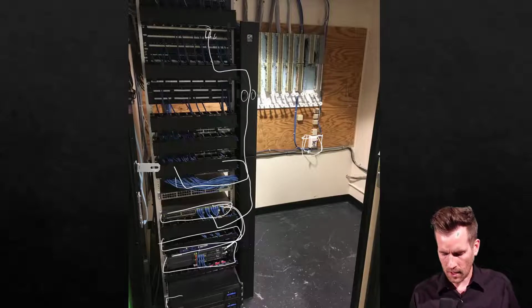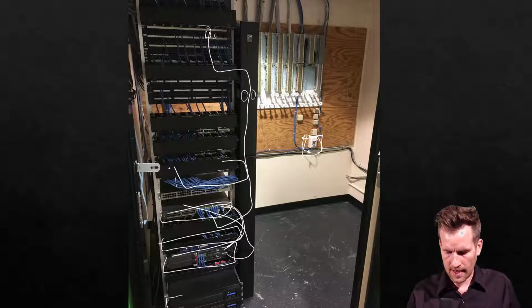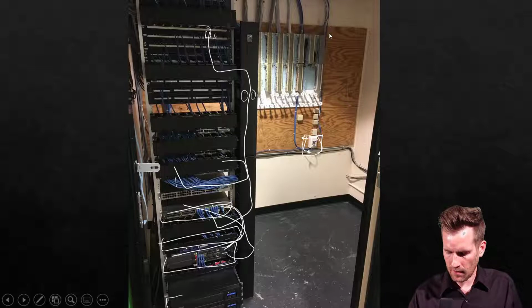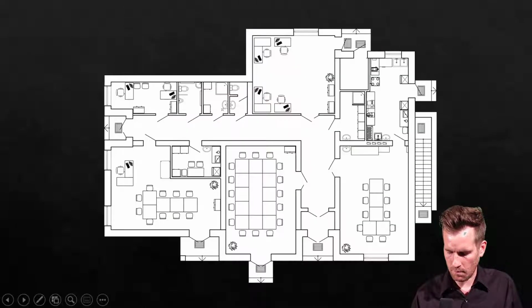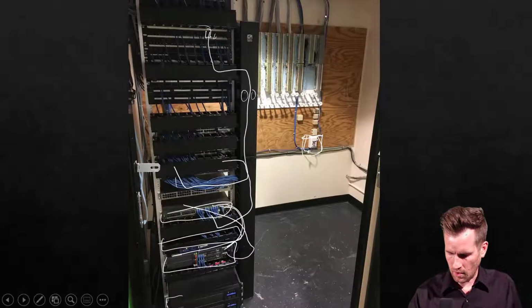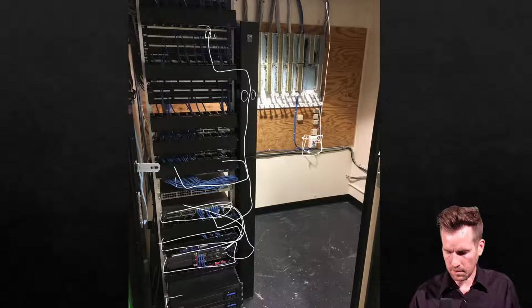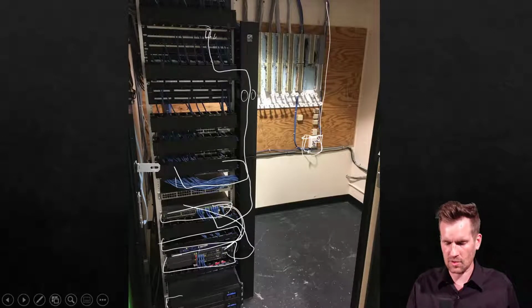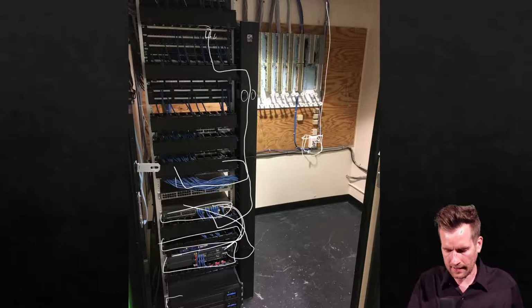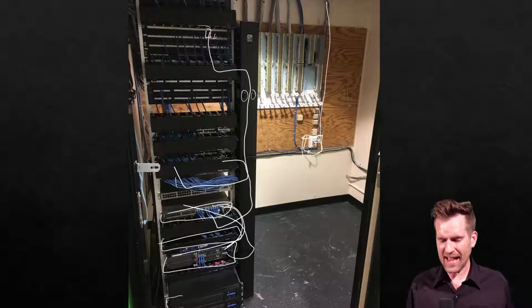And these firewalls then go out. They actually run up and around and come back down and plug into the point of demarcation. So that's how those are connected. And so that is what a network closet looks like.